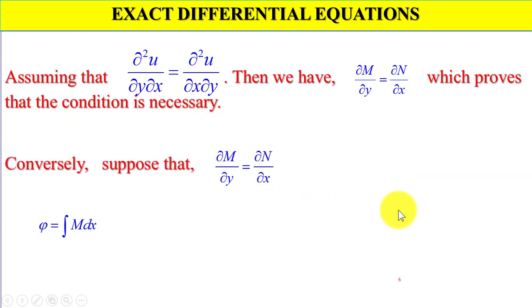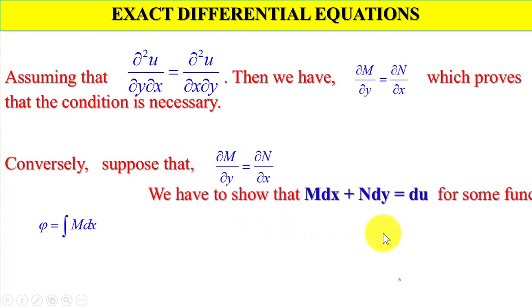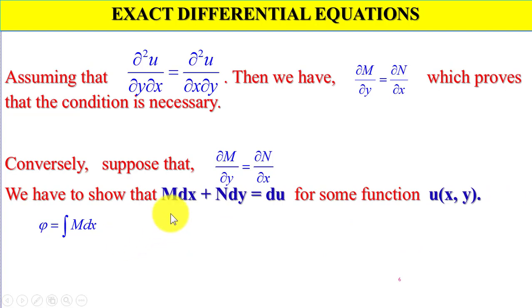Now, we have to prove the sufficient part. For this, conversely, we suppose that ∂M/∂y is equal to ∂N/∂x. We have to show that M dx plus N dy is equal to du for some function u of x, y, that is, M dx plus N dy is an exact differential equation.